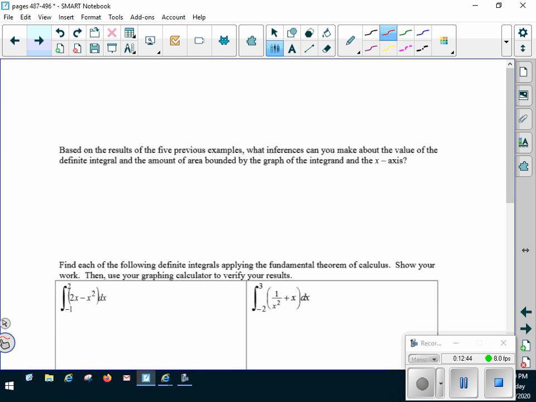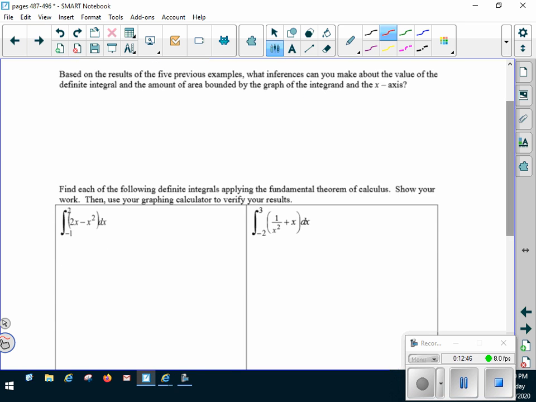Based on the results of the 5 previous examples, what inferences can you make about the value of a definite integral and the amount of area bounded by the graph of the integrand and the x-axis? I'm just going to show you what he's talking about. Okay, so he says we can make 4 inferences. I will be able to do one at a time, and then I'm going to have to erase.